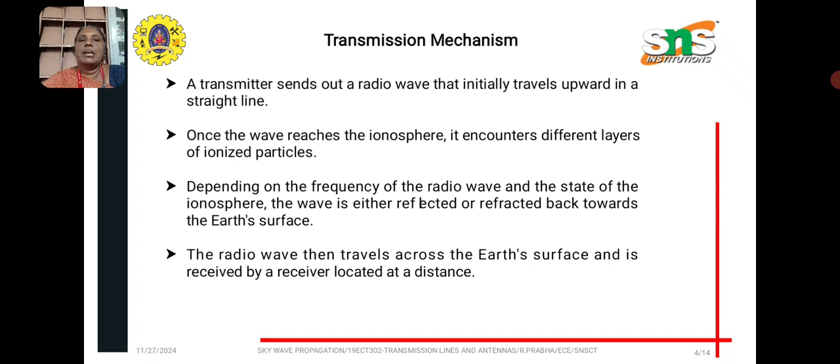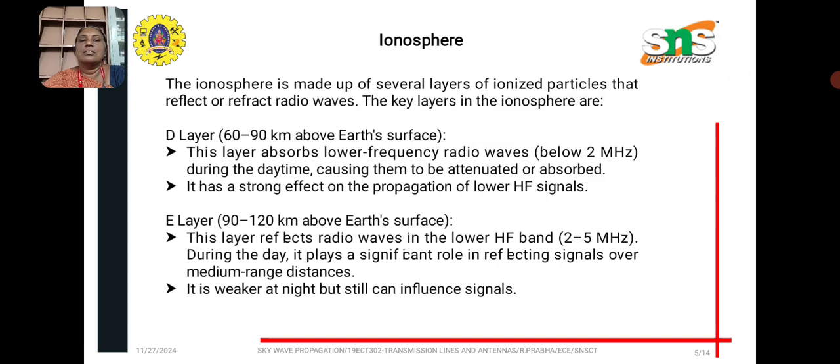And the transmission mechanism is: a transmitter sends out a radio wave that initially travels upward in a straight line. Once the wave reaches the ionosphere, it encounters different layers of ionized particles. Depending upon the frequency of the radio wave and the state of the ionosphere, the wave is either reflected or refracted back towards the Earth's surface. The radio wave then travels across the Earth's surface and is received by a receiver located at a distance.